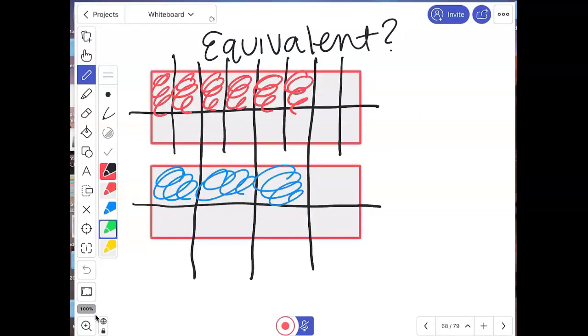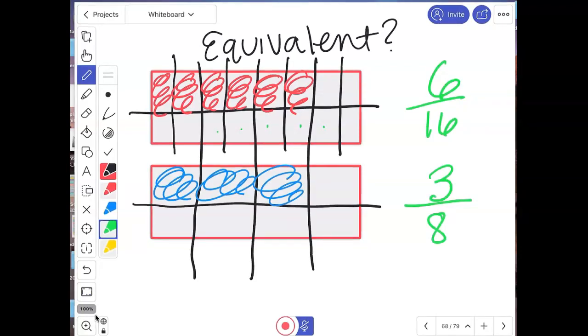How about these ones? Well, this one represents, let's see, what do I have? 1, 2, 3, 4, 5, 6, 7, 8. So this is 16ths. And this one looks like it's 8ths. Okay? So I have 6 16ths and 3/8. Well, it's the same whole. I can tell looking at it. Those are the same rectangle.